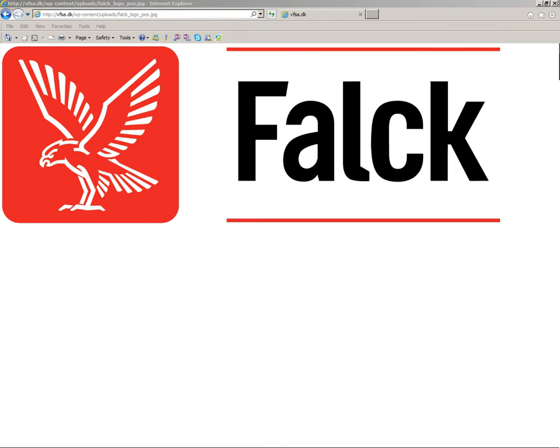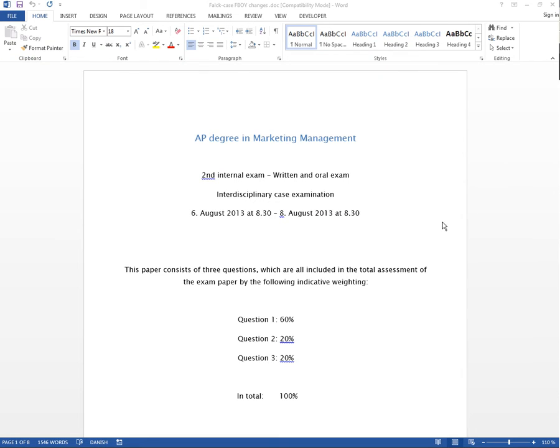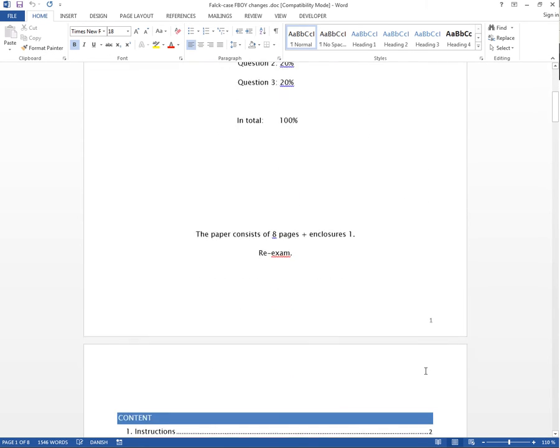Hello, so now I will see if I can manage to make a liquidity or cash flow budget for the Falck exam case here. So we start with the Falck logo. Yeah, there we are. This is the assignment, and I will scroll down here.